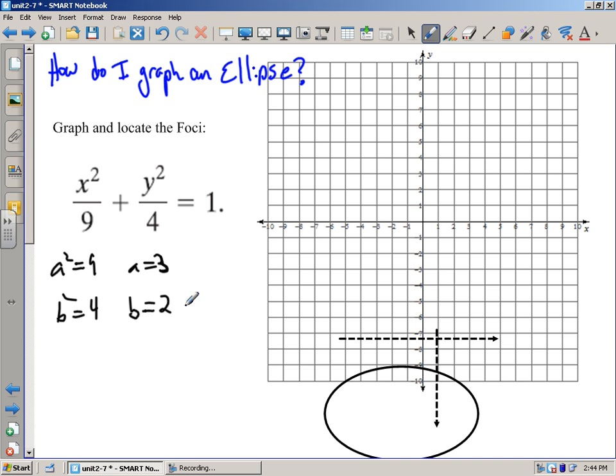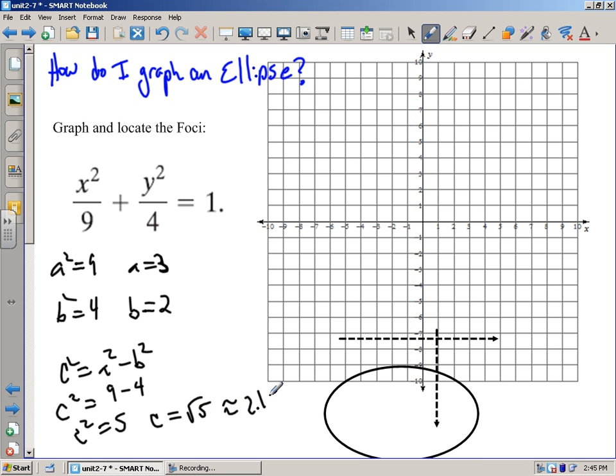Now, I've got to figure out what c is. And in a minute, I'll put all this together for you. The formula to find c squared is c squared equals a squared minus b squared. So c squared equals 9 minus 4. So c squared equals 5, and c equals the square root of 5, which is approximately 2.1 or so.